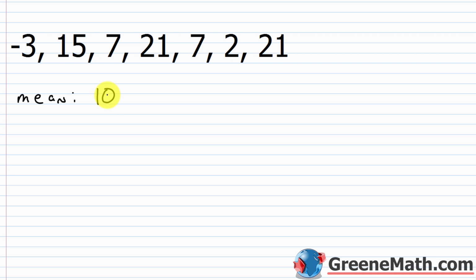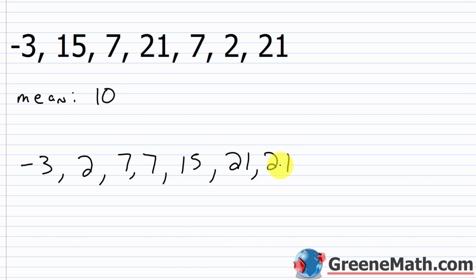Now the next one we want to look at is the median. Now the median is found by arranging the numbers from smallest to largest. So the smallest number we have is -3. And then the next smallest is 2, followed by 7, and we have 2 of those. Then we have 15, and then we have 2 21s. Now once you've arranged your numbers in the group from smallest to largest, the median is the middle number. Now when your group of numbers is an odd number, like in this case we have 1, 2, 3, 4, 5, 6, 7 numbers. 7 is an odd number.